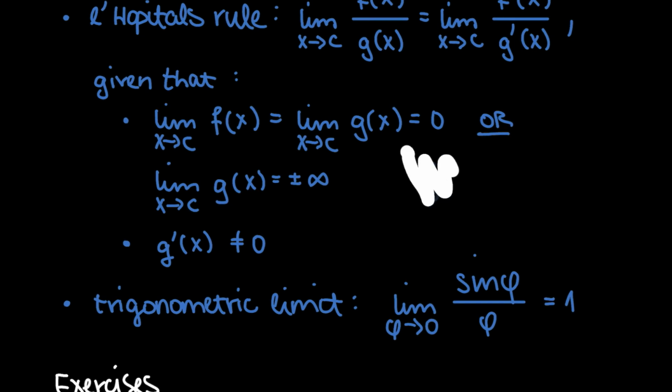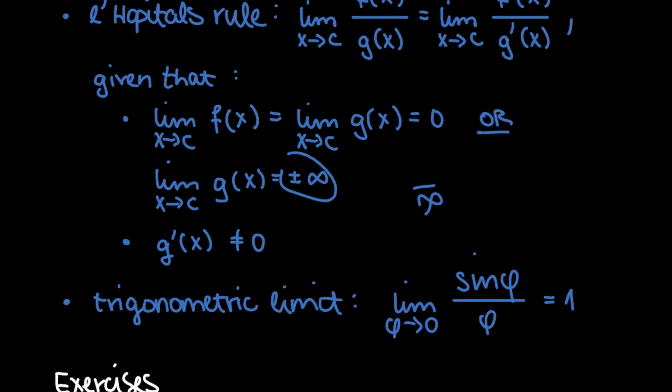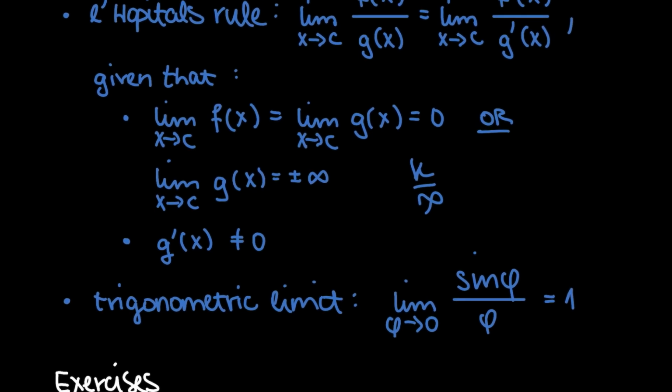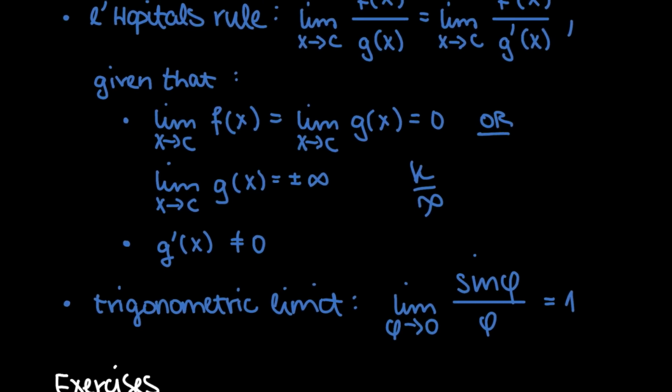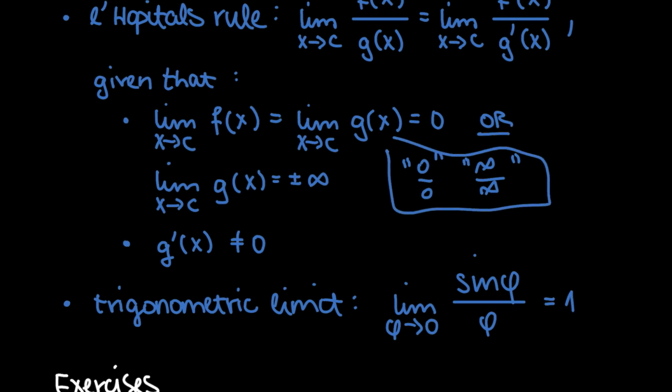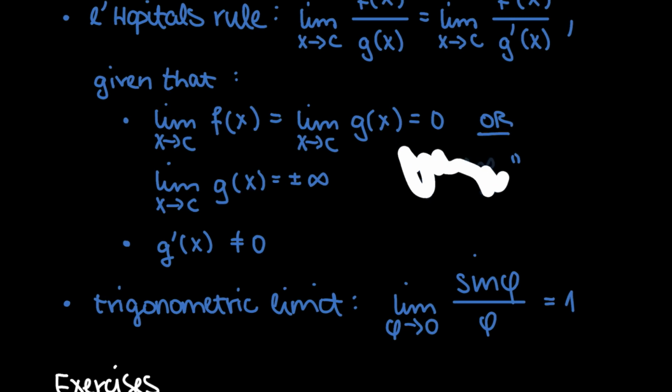And the second option would be that you have infinity on the denominator or negative infinity for g of x. So that would be something over infinity. I'm writing k here, but it can be anything, or over negative infinity. So those are the restrictions. So you can apply L'Hopital's rule, for example, when you get 0 over 0, or when you get, for example, infinity over infinity. Those are the most common cases in which you would use L'Hopital's rule.